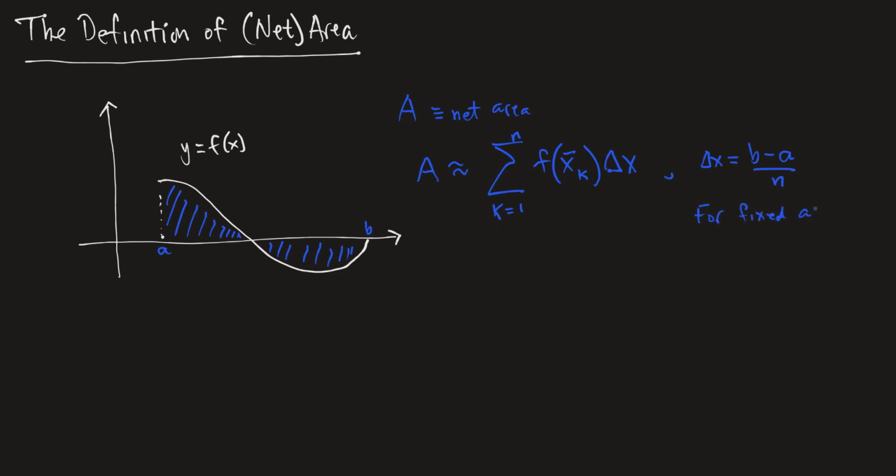so for fixed a and b, as the number of subintervals increases without bound, so it goes off to positive infinity, then just looking at this fraction, think about what it's going to be. A and b, let's say they're distinct, so they're different numbers. So you're going to have a positive number in the numerator, but then you're going to have a denominator that is getting larger and larger and larger. So what that means is delta x will approach 0.